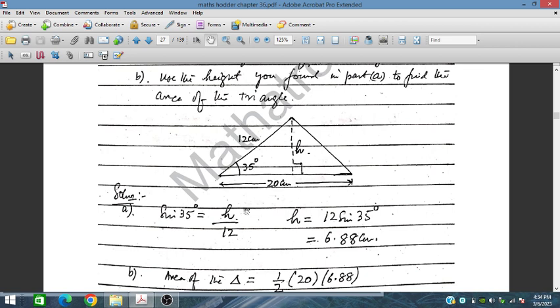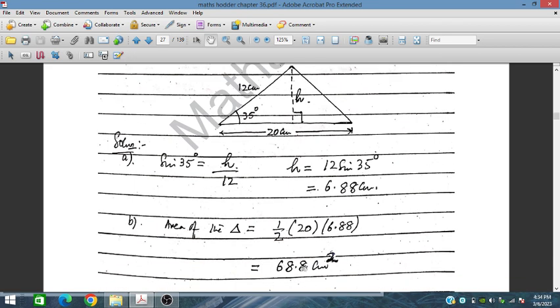And from part B, this is the height and this is the base, 20. So half times 20 centimeters times the height is the area, 68.8 centimeters squared. So this is the area of the triangle.